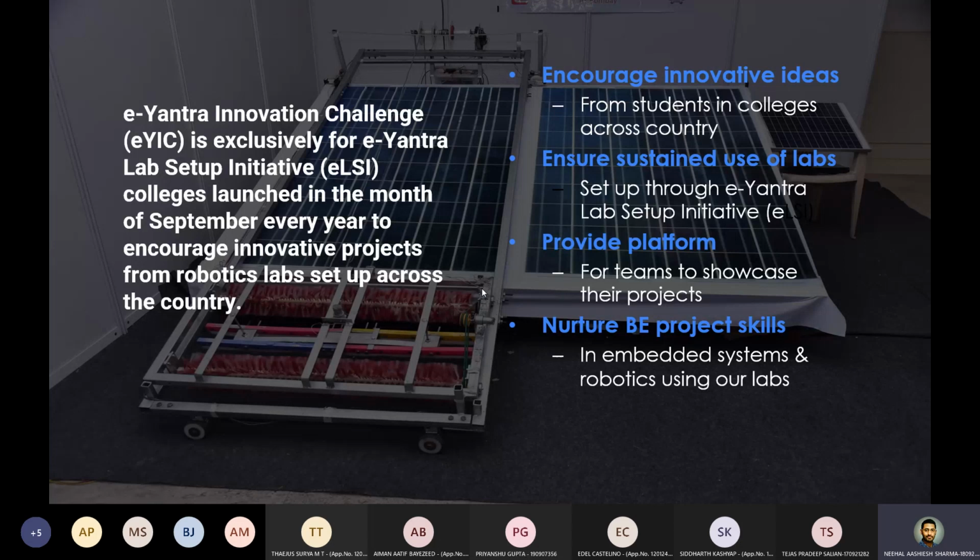And the aim of this challenge is to encourage students to use the ELSI facilities. So apart from just eYRC, eYantra wants to ensure that students can also get greater access to the various resources that eYantra has, and also get more comfortable with how to actually present an idea, how to pitch an idea in front of a panel, and get a bigger platform for students to project their ideas and innovations.